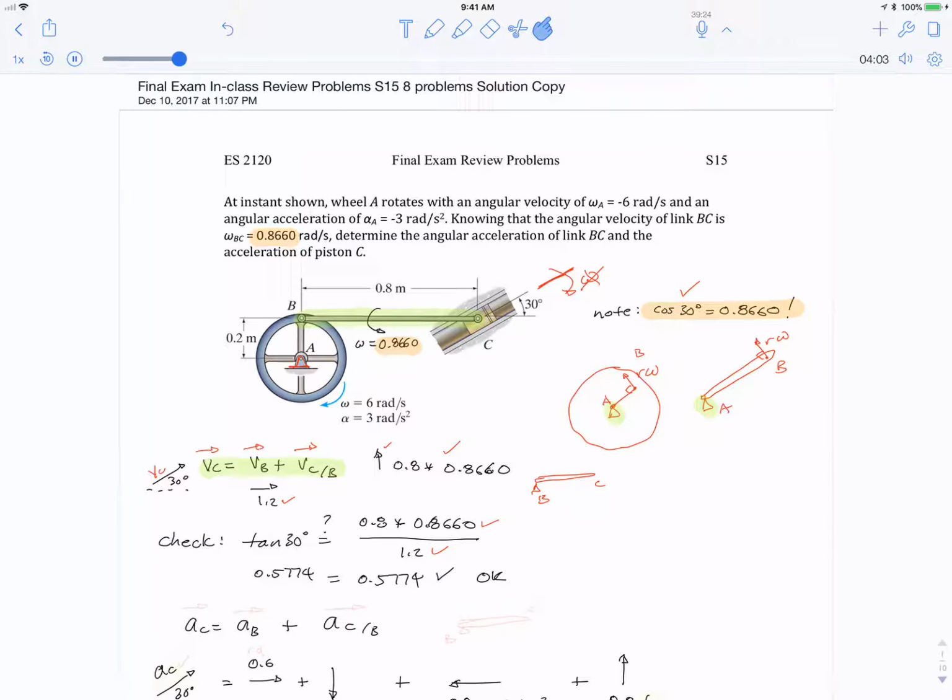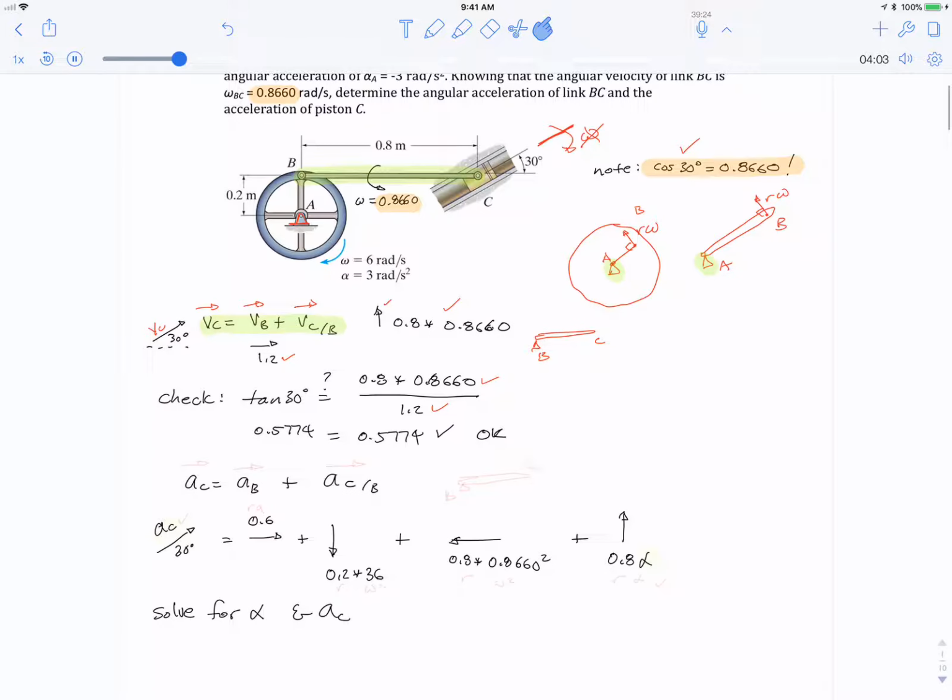Okay, so now to the acceleration. Same thing, again a vector equation. A of C is A of B plus A of C relative to B. Again, A of C is along this 30-degree slot, so we know that A of C is going up or down. I figured out that it's going up. If you're good at looking at pictures, you can see it's going up the hill. But if you guessed it going down the hill, you would have gotten negative, and you'd know that you guessed the direction wrong.